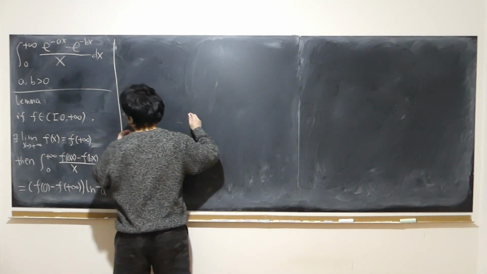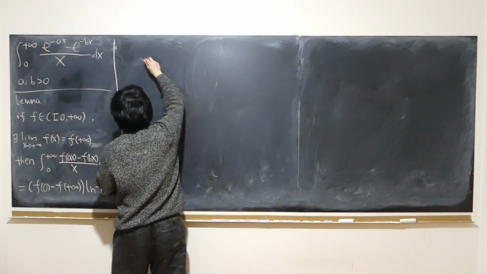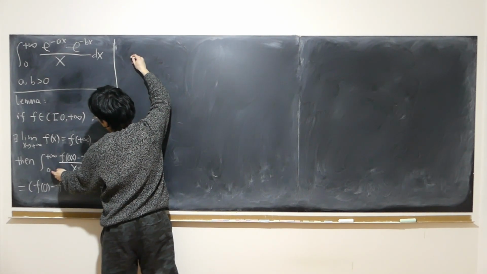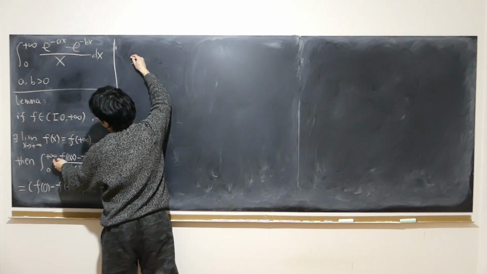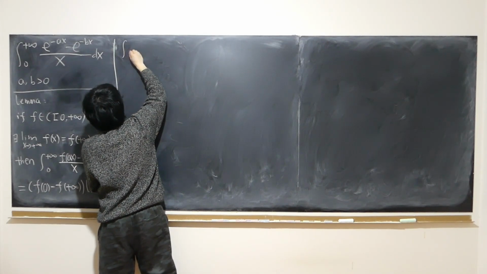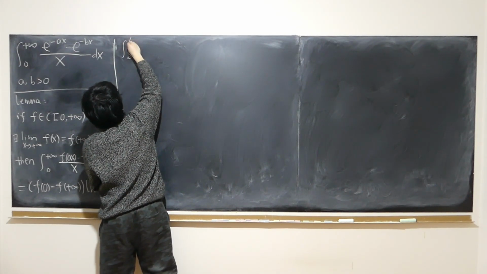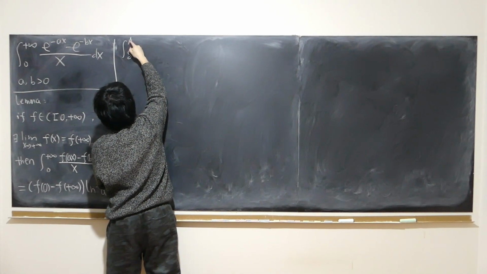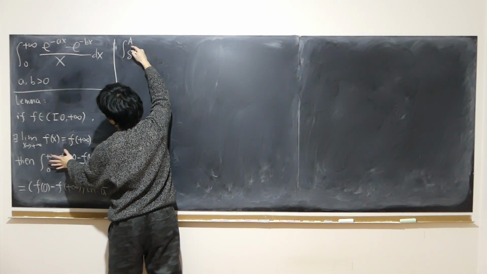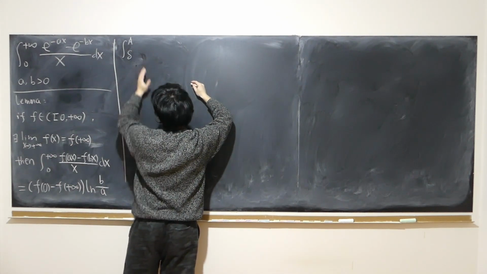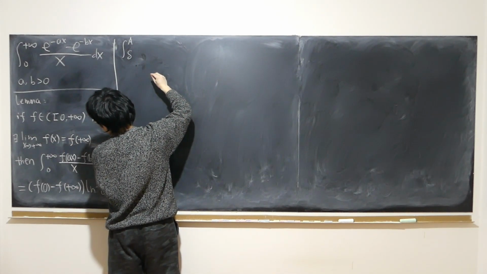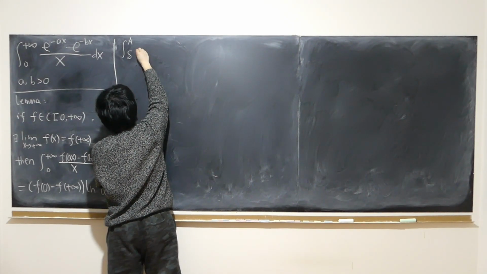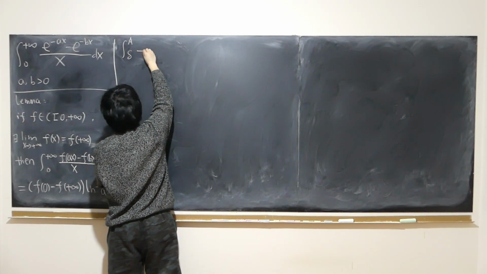We will use the lower bound delta and the upper bound capital A. In the end, we will let delta approach 0 and let capital A approach positive infinity. But for now, let's just fix them. So I want to calculate this definite integral first, just a normal Riemann integral.